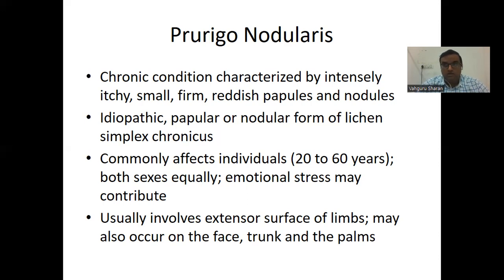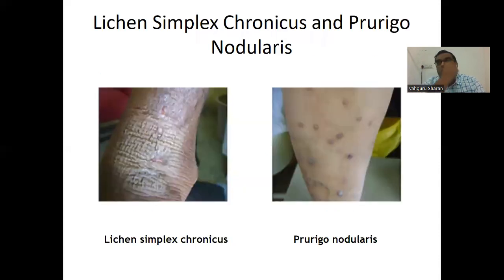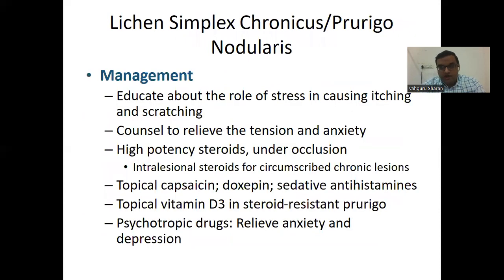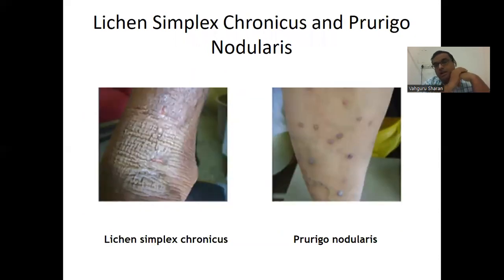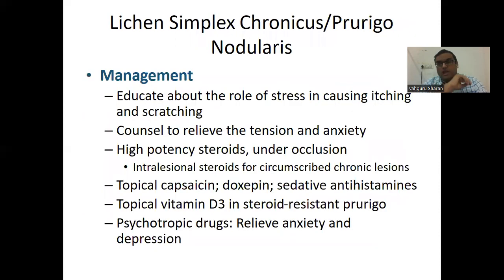It usually involves the extensor aspect of the limbs. They also occur on the face, trunk, and the palms, but commonly the limbs. Now, the left side shows lichen simplex chronicus, the right side shows prurigo nodularis.